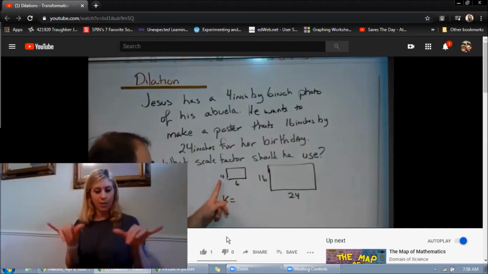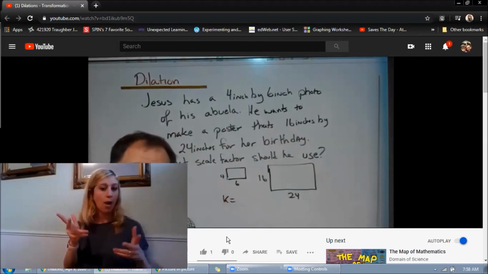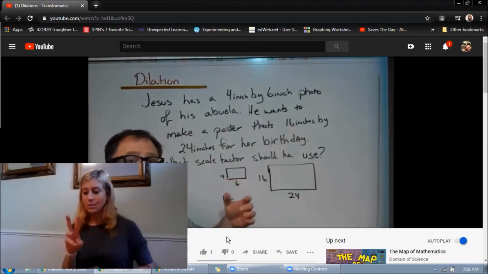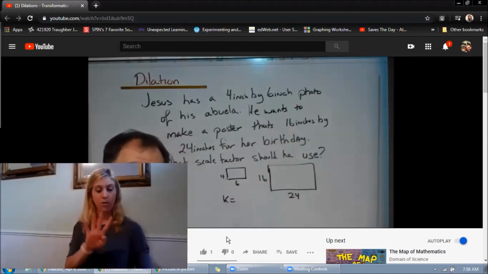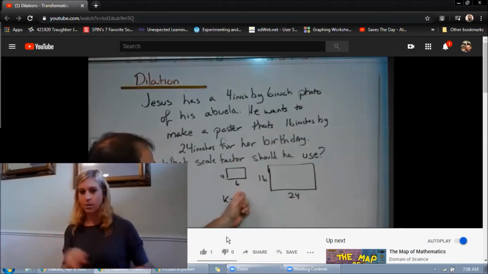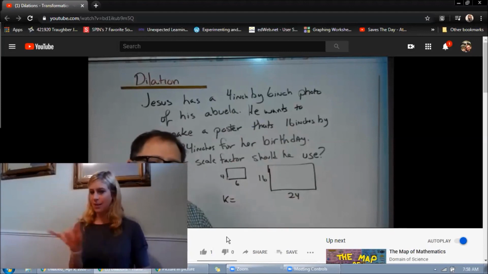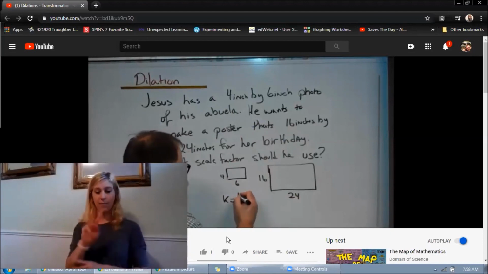So how does the 4 become a 16? Remember what we're using. We're using multiplication here. So 4 times what would be 16? Well, 4 times 4 is 16. Let's check to see if that's the same thing here for 6. 6 times 4 is 24. So we're going to enlarge it by a factor of 4.